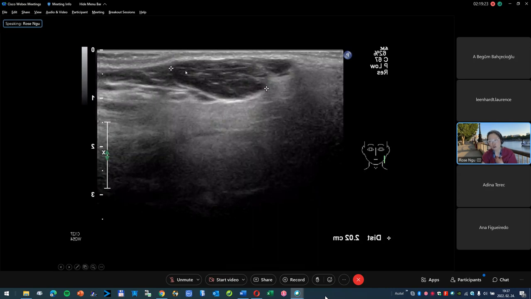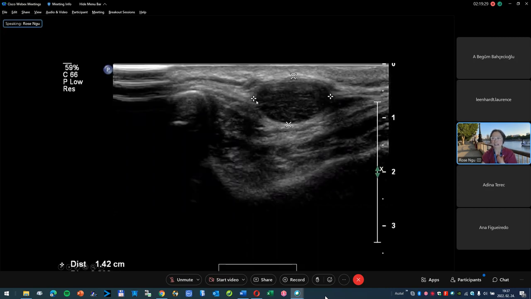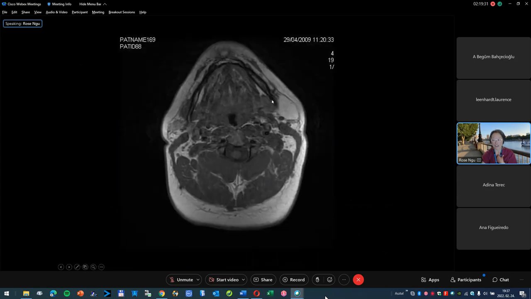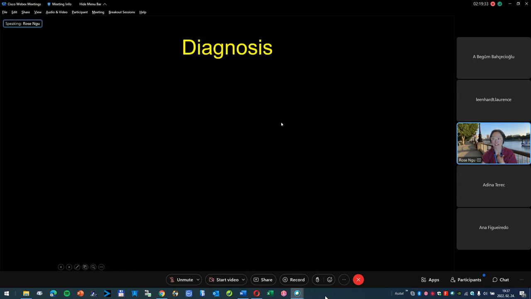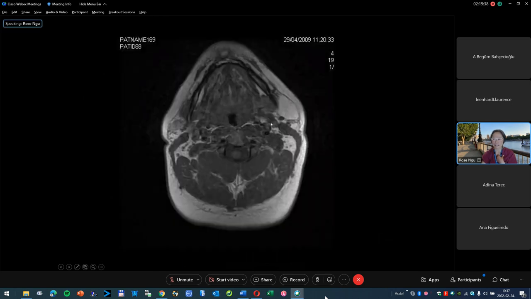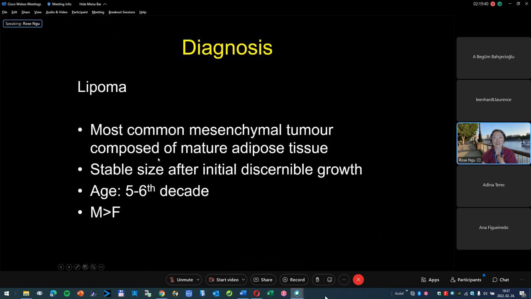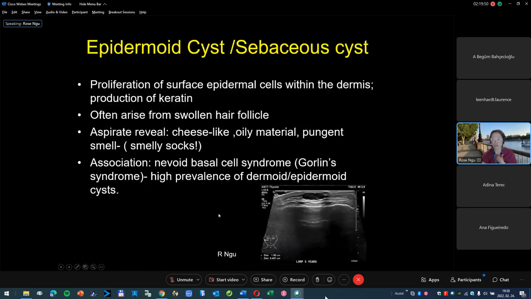Hypoechoic with horizontal striation. If you see horizontal striation, they're nice and soft to palpate. This is a lipoma, and you can confirm on the MRI that it is a fatty lesion. Lipoma is very, very common. I probably see that almost every day in our patients. Common in the fifth and sixth decade, more so in male than female. It's just mature adipose tissue.